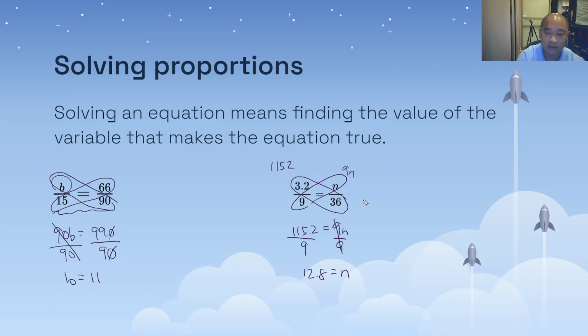So to make these two proportional relationships true, what over 15 is equal to 66 over 90? Well, 11 over 15. And on this side, 12.8 over 36.